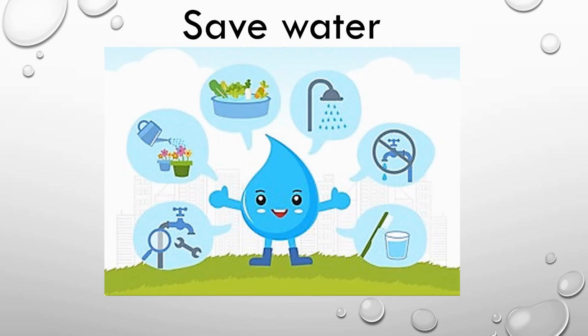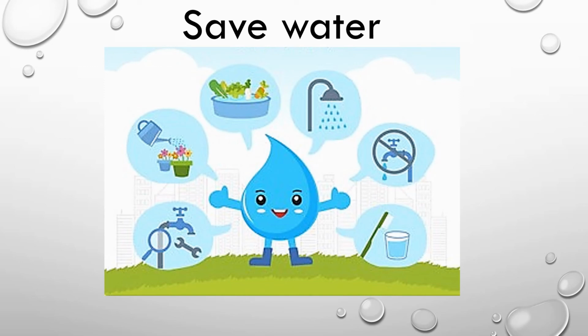So student, the first thing is that you have to use a bucket for bathing instead of a shower, as it can save a lot of water. Correct, student? Then turn off the tap while brushing and washing hands. Then use it only when required. Only if you require water, then you have to open the tap.